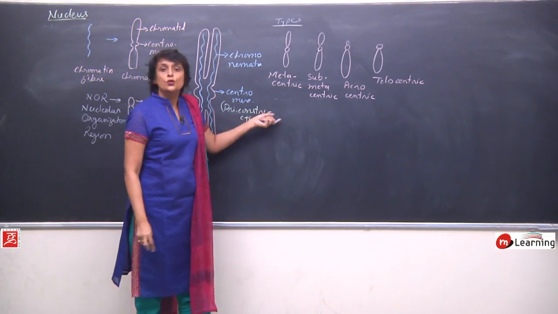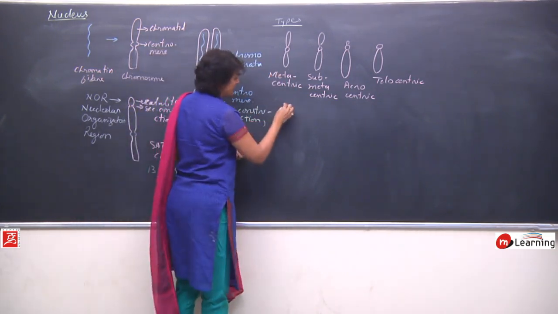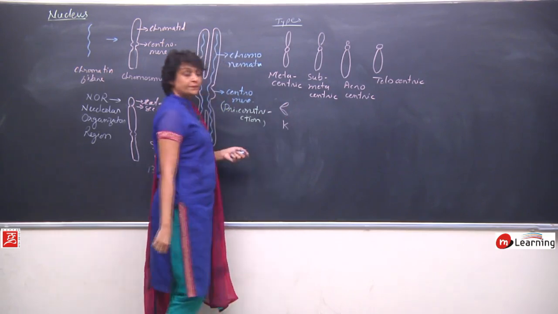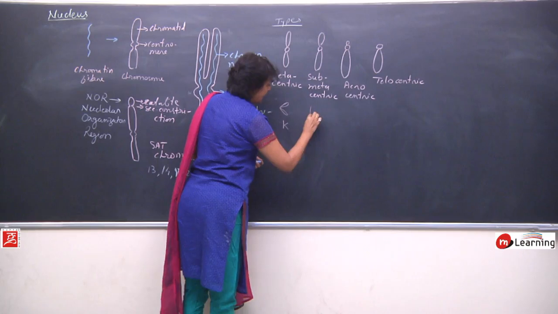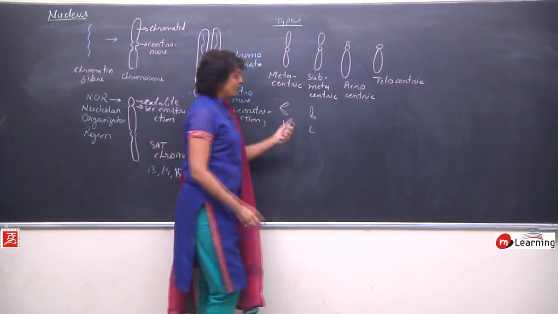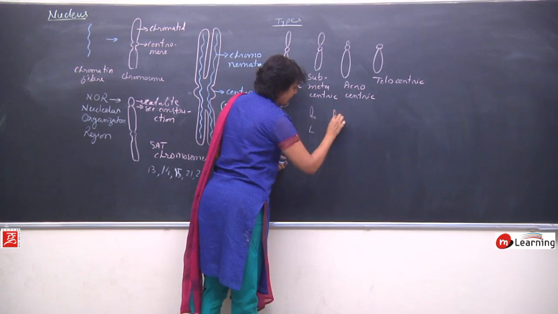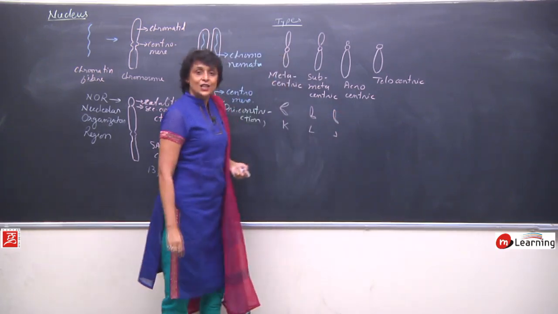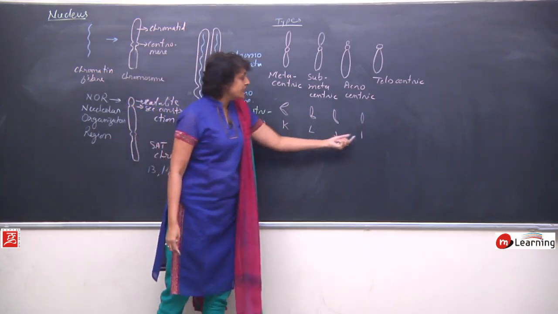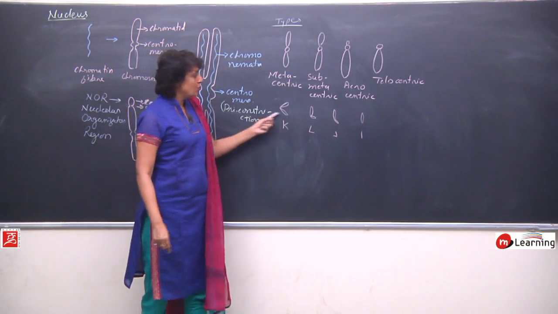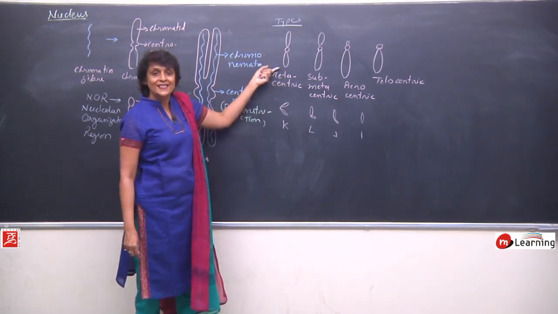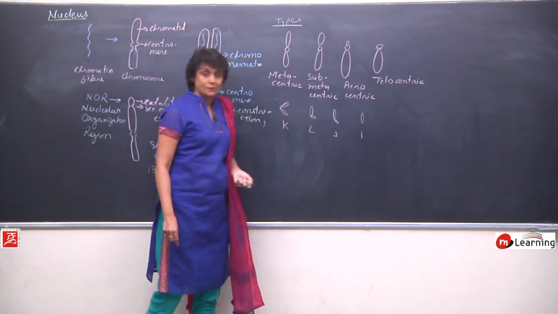English alphabets are used to represent these. Normally, this one is represented like this, alphabet K. The submetacentric, alphabet L. Acrocentric, J. And telocentric, I. So we can also see at some places I, J, L and K used to represent these four types of chromosomes based on the location of the centromere or the respective heights or lengths of the two chromatids or these two arms. So four types.